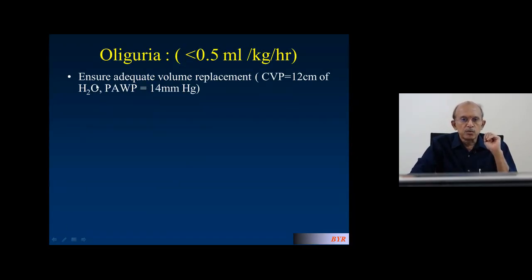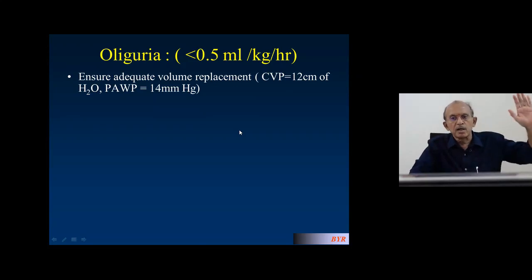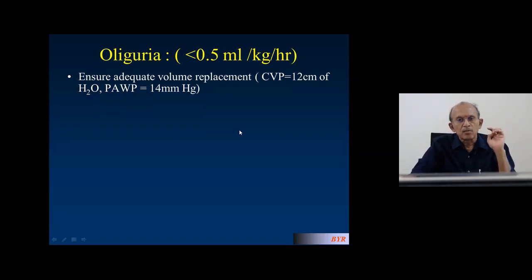So first, what you must do is ensure adequate volume replacement. How do you know you have replaced the volume correctly or not? CVP. If CVP is 12 centimeters of water, then that means you have adequately replenished the circulation. So give fluids till CVP comes to 12. Urine output resumes. If urine output is not resumed, it means it is not the only cause, there is something else.